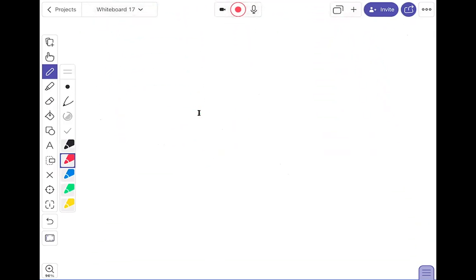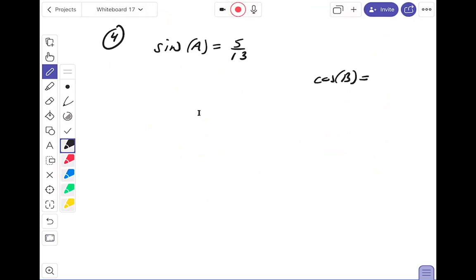Relatively simple so far. We're just reinforcing what we learned. Now I'm going to write this one down. It says find the exact value of the trigonometric function given the fact that the sine of A, I'll write this over here for you, is 5/13. And it goes on to say the cosine of B is minus 3/5.